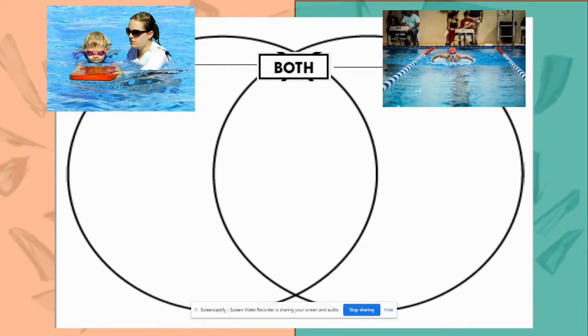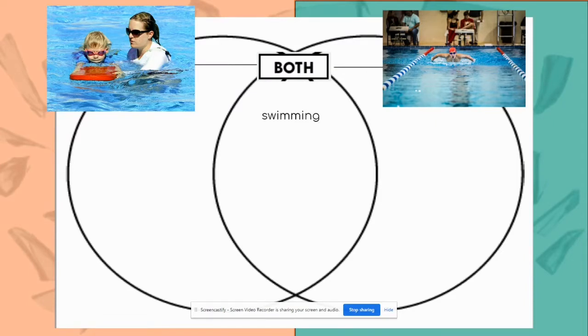So when we look at these two pictures, today we're going to be comparing and contrasting some actions. On one side, we see maybe a mom and her little boy at the local swimming pool having a good time. And on the other side, we see a young man in the pool racing. I think the stroke is called the butterfly. So we're going to start by comparing them and looking at what's the same.